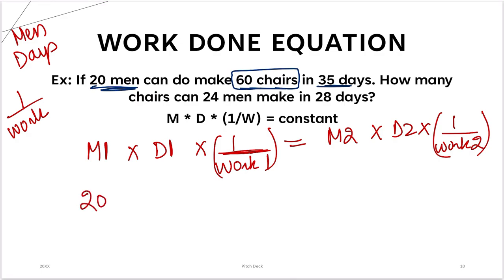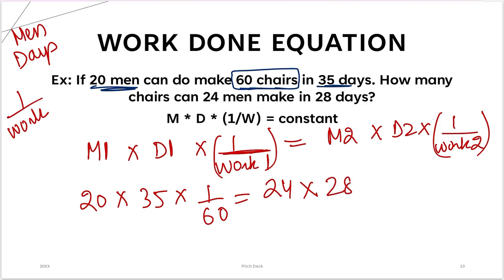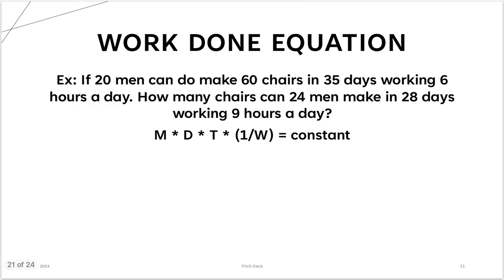So men is 20, days is 35, work is 1 by 60 chairs. In the second case, 24 men, 28 days, and how many chairs can he make? Let's say chairs is CH. So solve this, you will get the value of CH. So how many chairs can 24 men make in 28 days? I hope this is clear. Now moving on, next part.